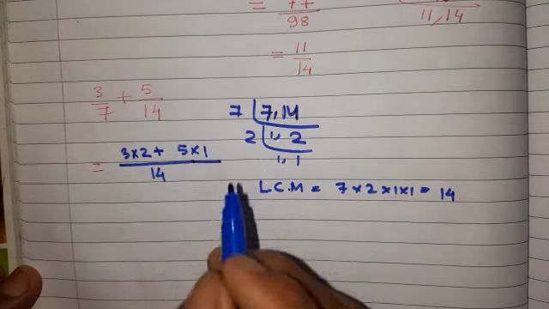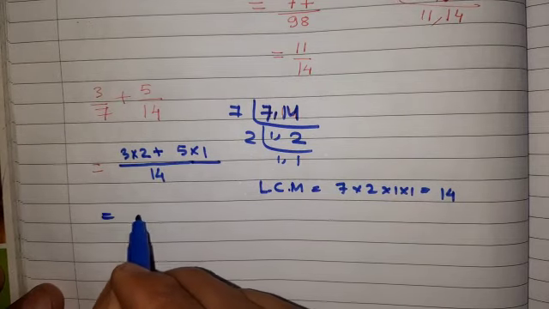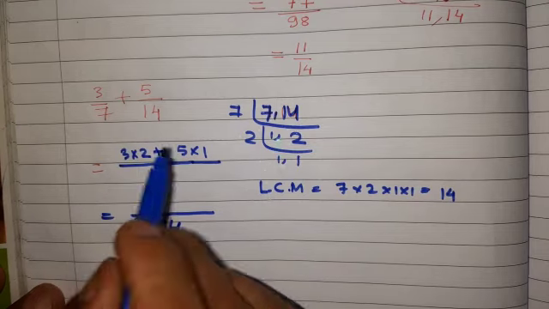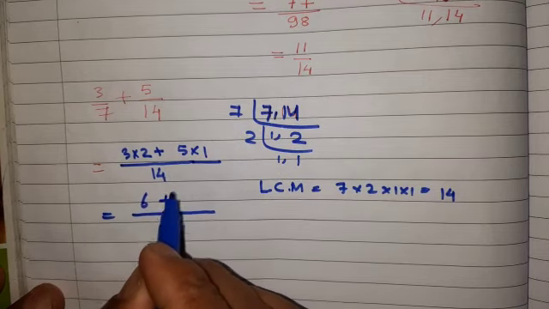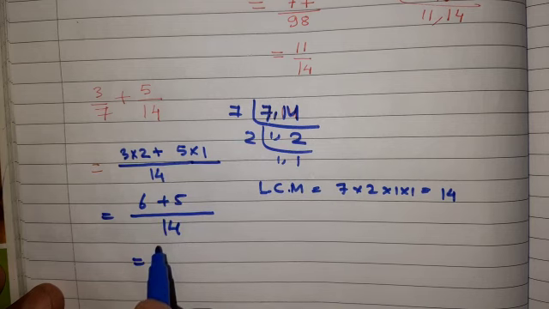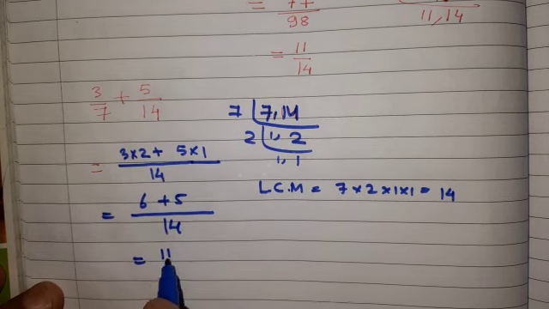14 is the denominator, right? Yes, sir. Okay, 14 in the denominator place, and 3 times 2 is 6. And 5 times 1 is 5. We are finding the answer directly. 6 plus 5 is 11.